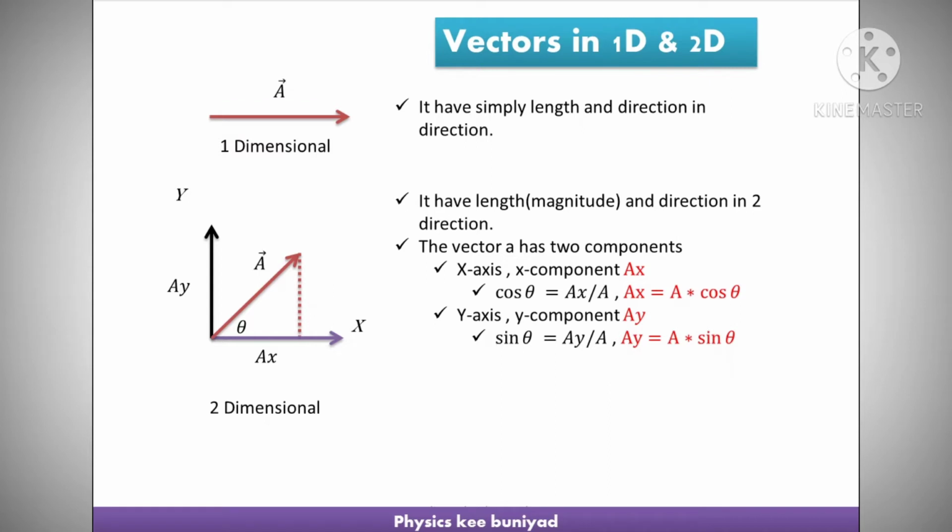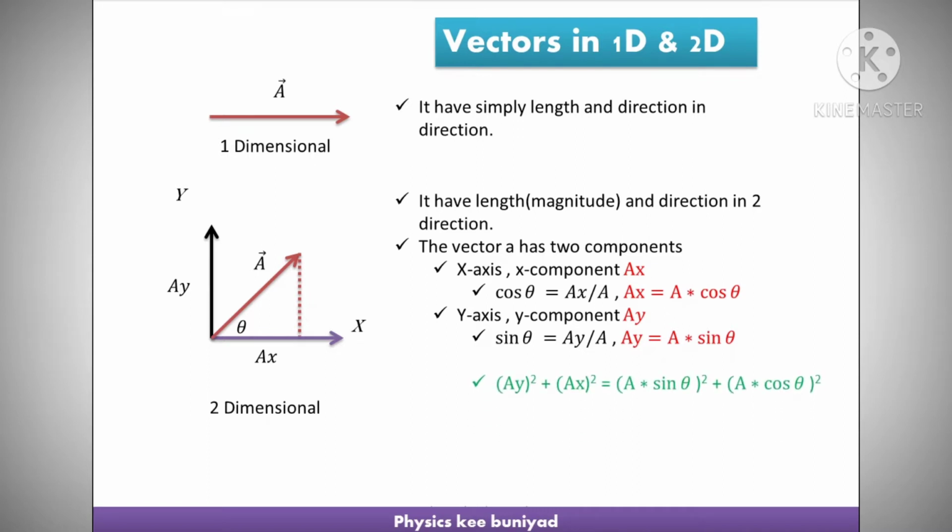Now if we take sin theta in this triangle, we get sin theta equal to ay by a. Ay is the height which is represented by the dotted line and a is the hypotenuse. A means the magnitude of the vector a, and from this you will easily find ay equal to a into sin theta.